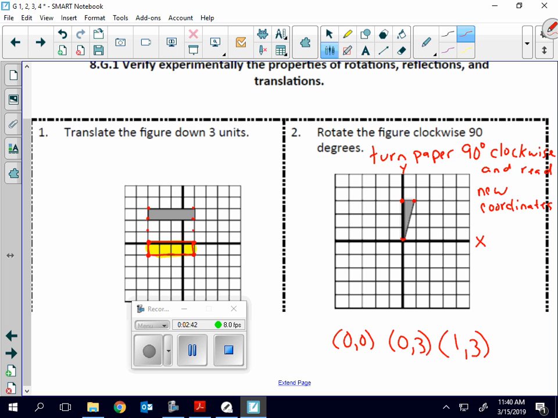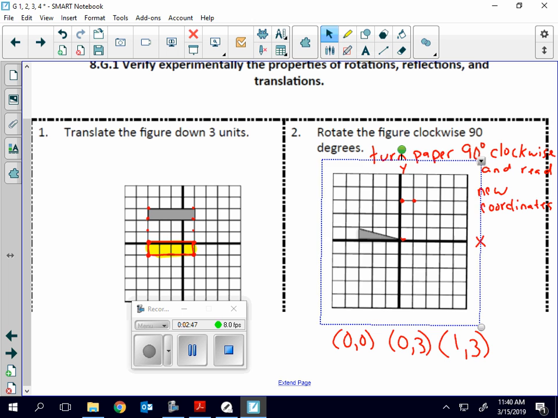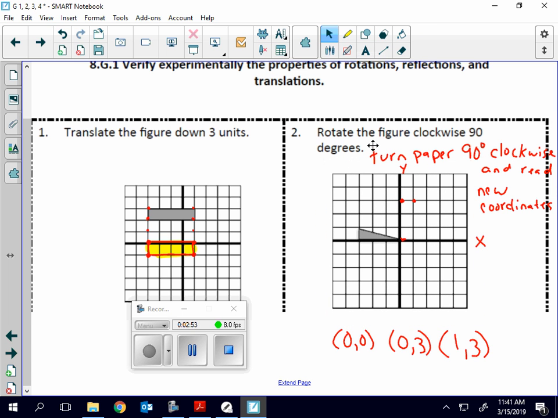Once you have your 3 coordinates written down, you can turn your paper back to how it was normally. Because I have my dots there already, that's convenient. So your paper should be like that, and you're just plotting your dots where mine actually are, at 0, 0, 0, 3, and 1, 3. And that's going to be your new shape. We rotate it 90 degrees clockwise. As you can see, it went 90 degrees that way.